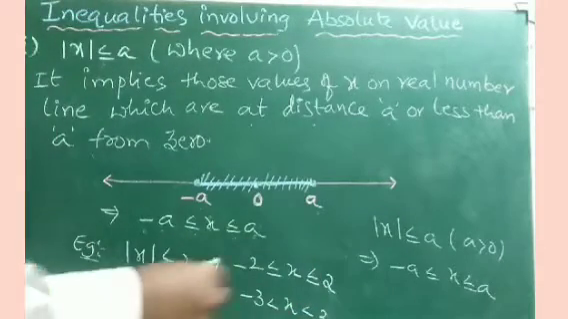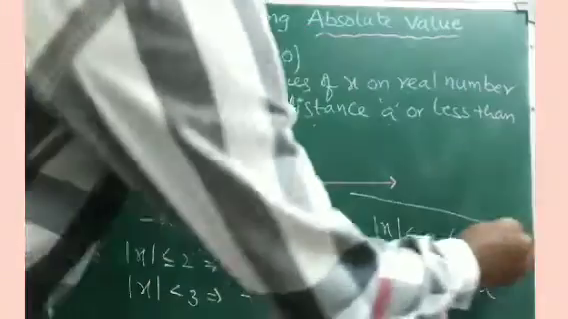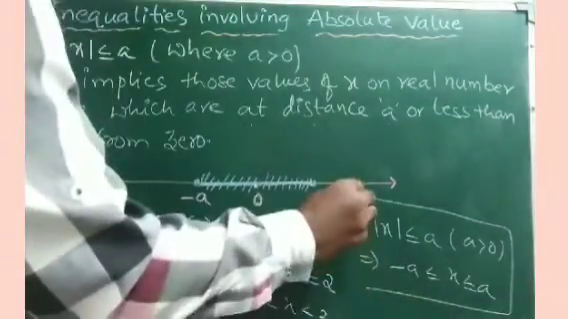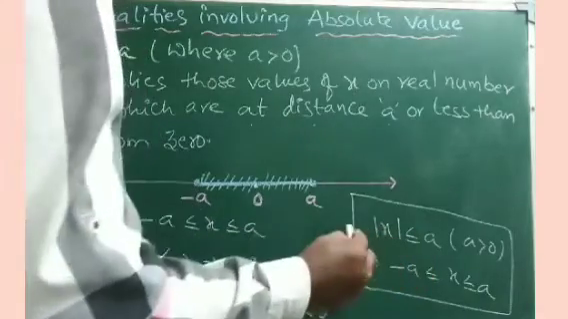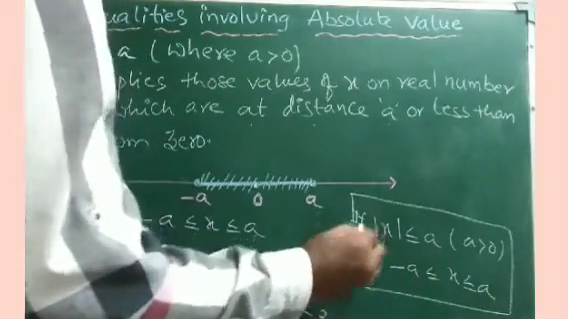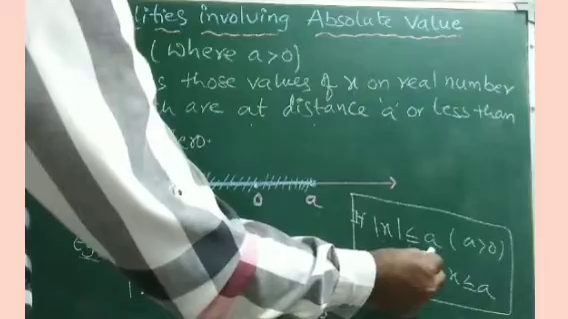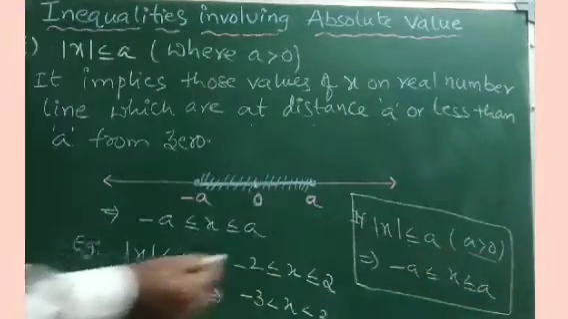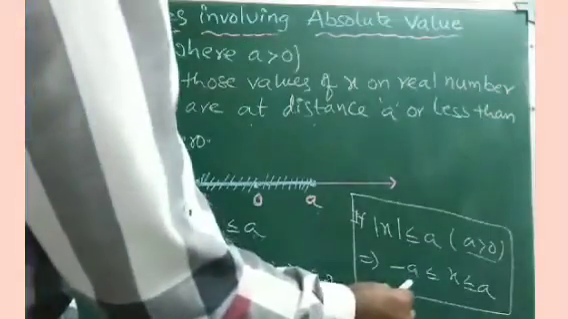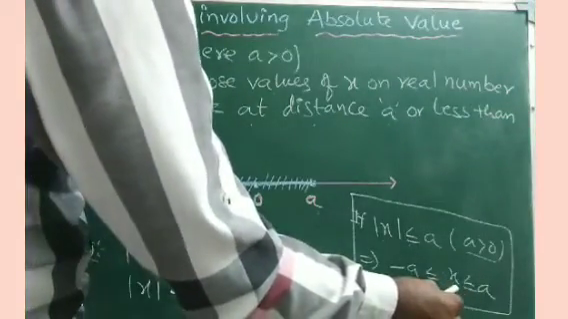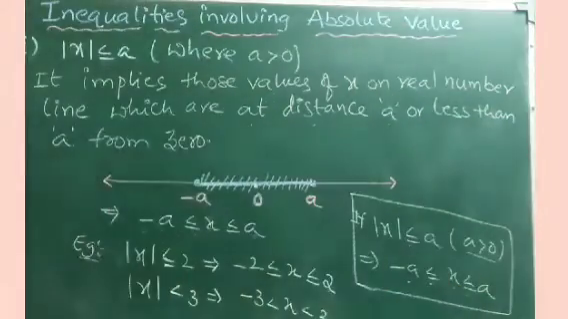Right? So please remember, this is one of the standard rules here. That is, if modulus of x is less than or equal to a, and the condition must be what? a should be positive, a greater than 0, then minus a is less than or equal to x less than or equal to a.